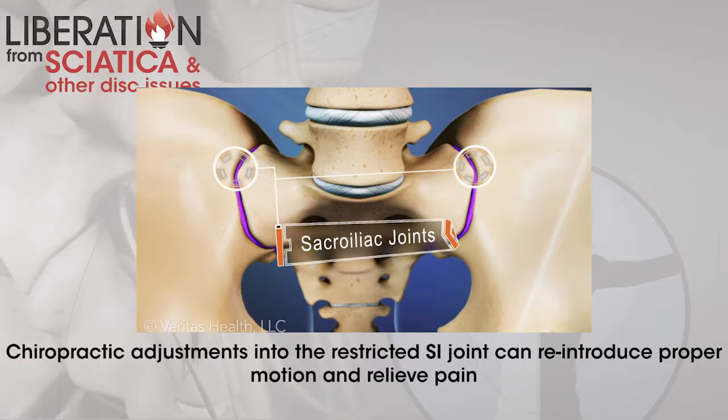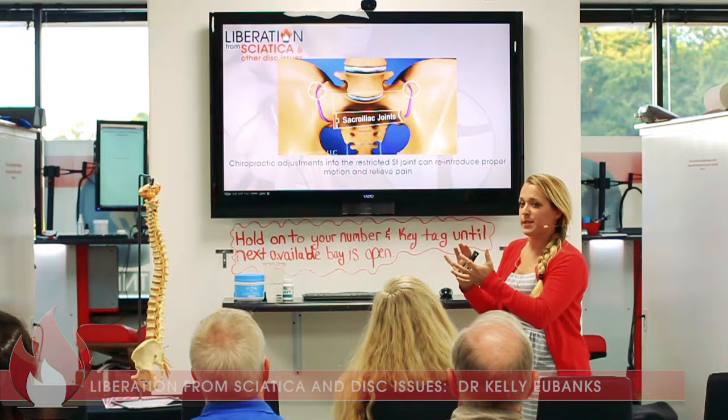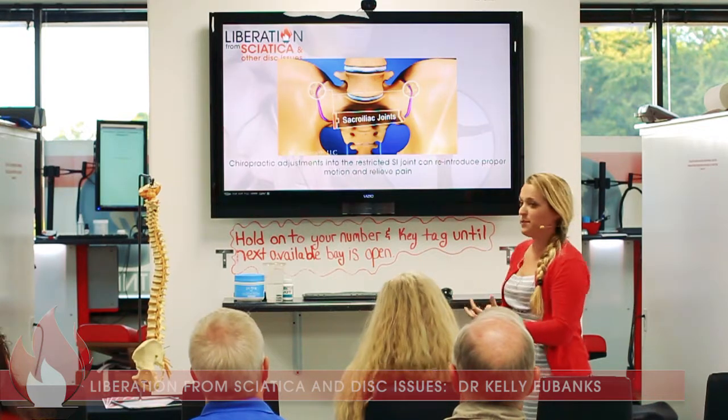So here is another visual. Here's your sacrum here, and your SI joints here. Chiropractic adjustments into the restricted SI joint can reintroduce that proper motion and relieve the pain.